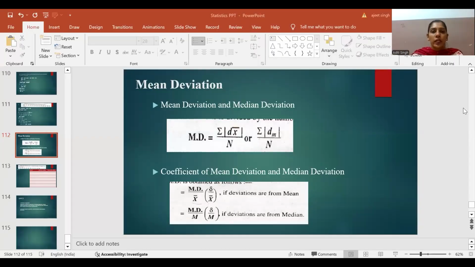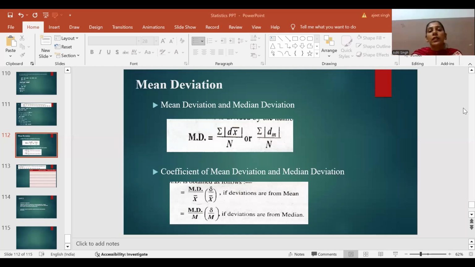So after quartile deviation and standard deviation, we will start mean deviation. Before moving towards the numerical part of mean deviation, let's understand the meaning of mean deviation first. Mean deviation is also known as average deviation, or you can say it is also known as the first movement of dispersion.